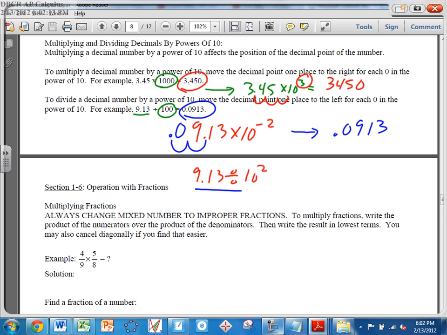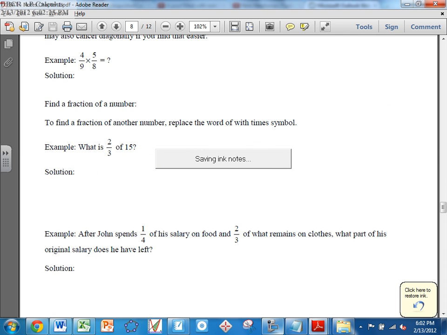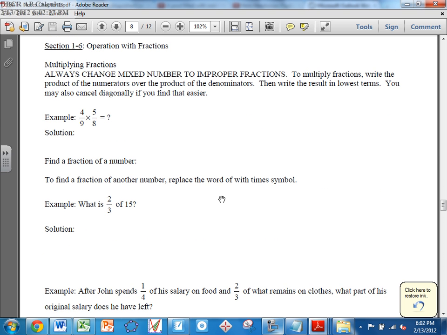Same thing here. Dividing by a positive exponent just means the same thing, move it to the left. Okay. Let's continue to look at operations with fractions, so multiplying, dividing, adding, subtracting, all that fun stuff. Now, if you're ever going to multiply a mixed number times another fraction, or even a mixed number times another number, I highly recommend that you convert that mixed number into an improper fraction. Convert to an improper fraction.